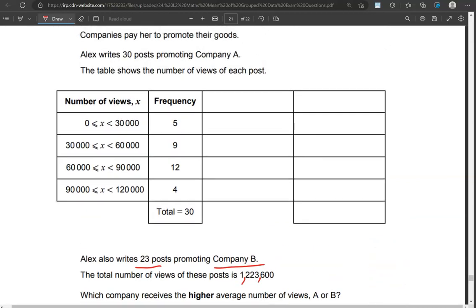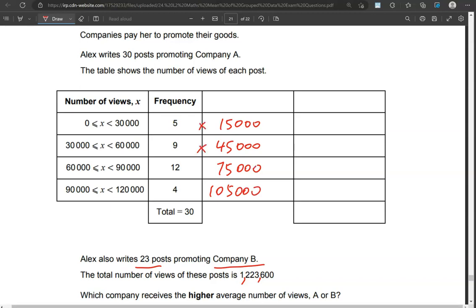Whereas for company A, we need to estimate the mean. So we've got number of views 0 to 30,000. The midpoint is going to be 15,000. Between 30,000 and 60,000, midpoint is going to be 45,000. Between 60,000 and 90,000, that is going to be 75,000. Between 90,000 and 120,000, that's going to be 105,000.